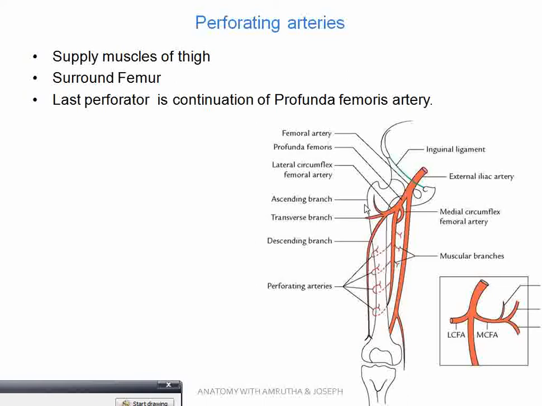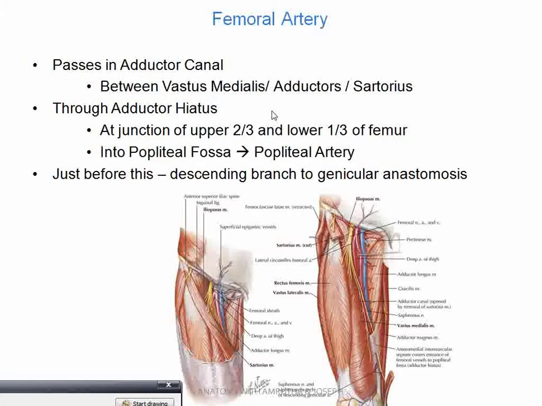Perforating arteries, they supply muscles of the thigh. They surround the femur posteriorly and they reach on the lateral aspect of the femur. There are 4 perforators, 1, 2, 3, and the fourth one is the continuation of the profunda femoris artery.